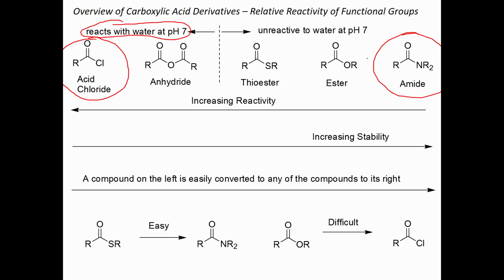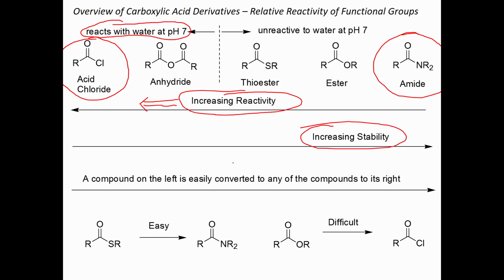Okay, so as we go to the left here, we're increasing the reactivity of these. Reactivity to what? Well, let's just say water, for example, or any nucleophilic substance. So the acid chlorides are the most reactive. The amides are the least reactive. Reactivity is the opposite of stability. So as we go to the right, we find that our derivatives are becoming more and more stable, less reactive to water and other nucleophiles.